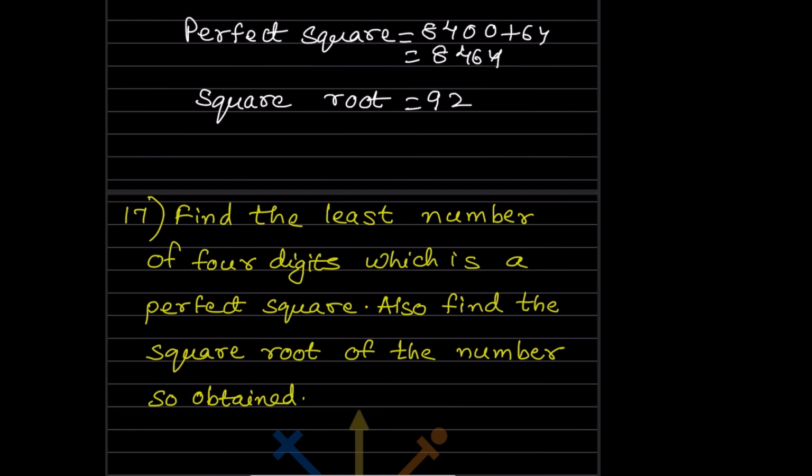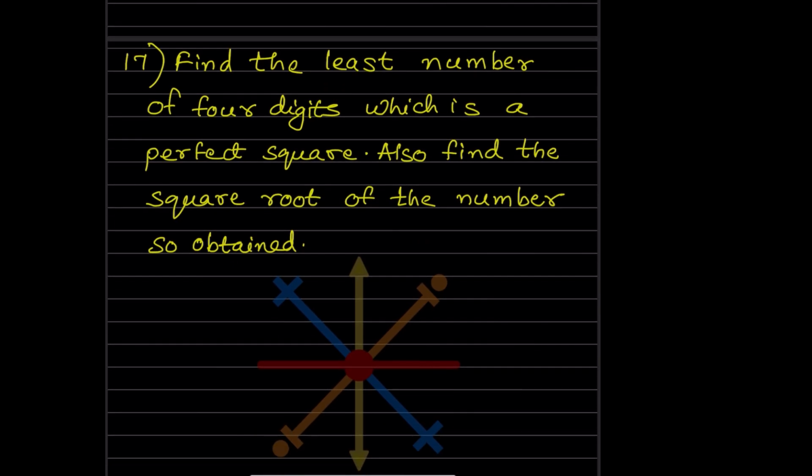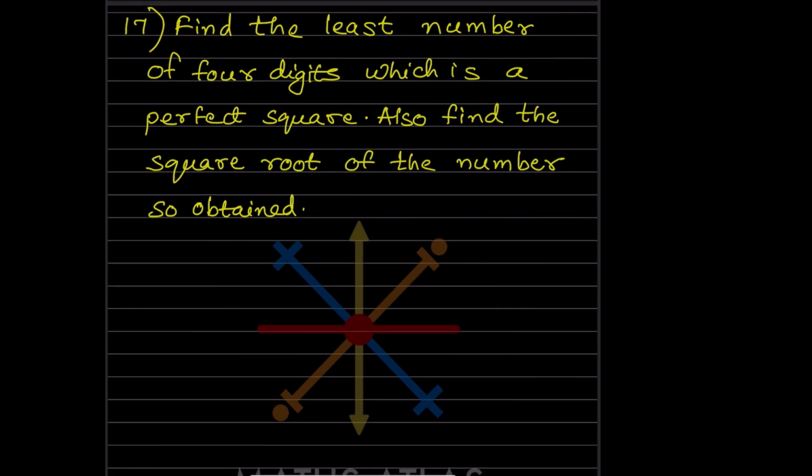The next one says find the least number of 4 digits which is a perfect square. Also find the square root of the number obtained. So now you will do one thing over here. A 4-digit number means the least 4-digit number is going to be 1000.